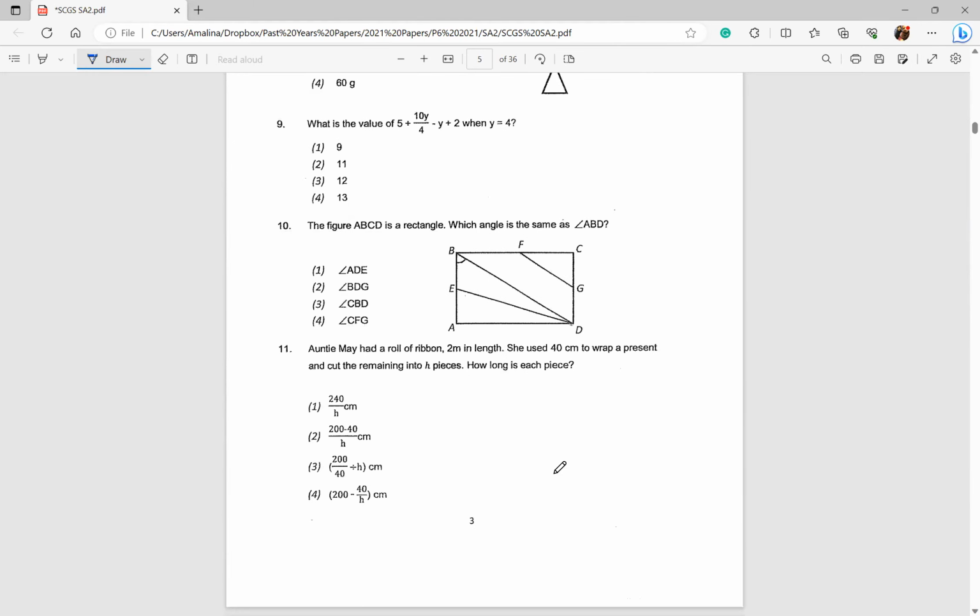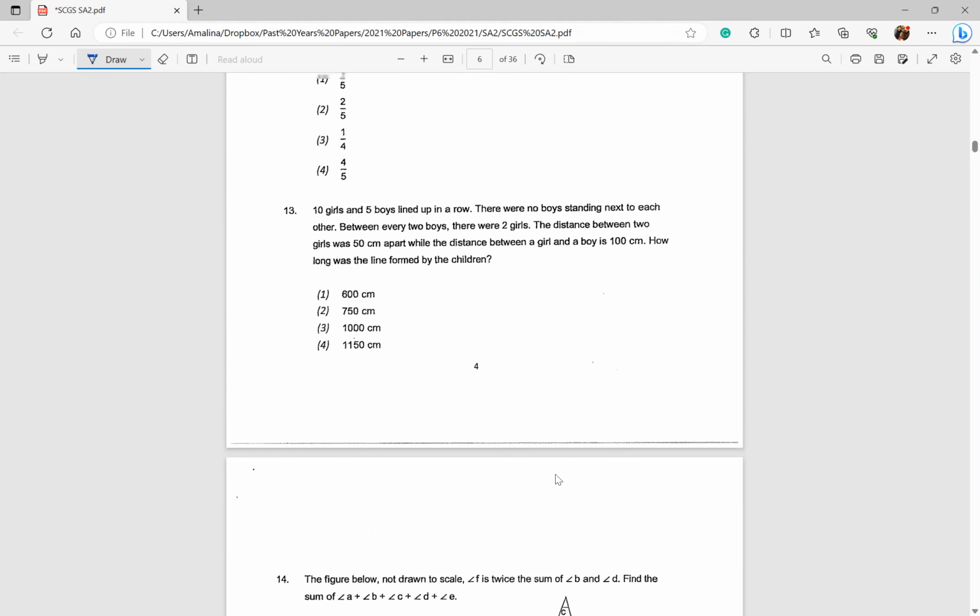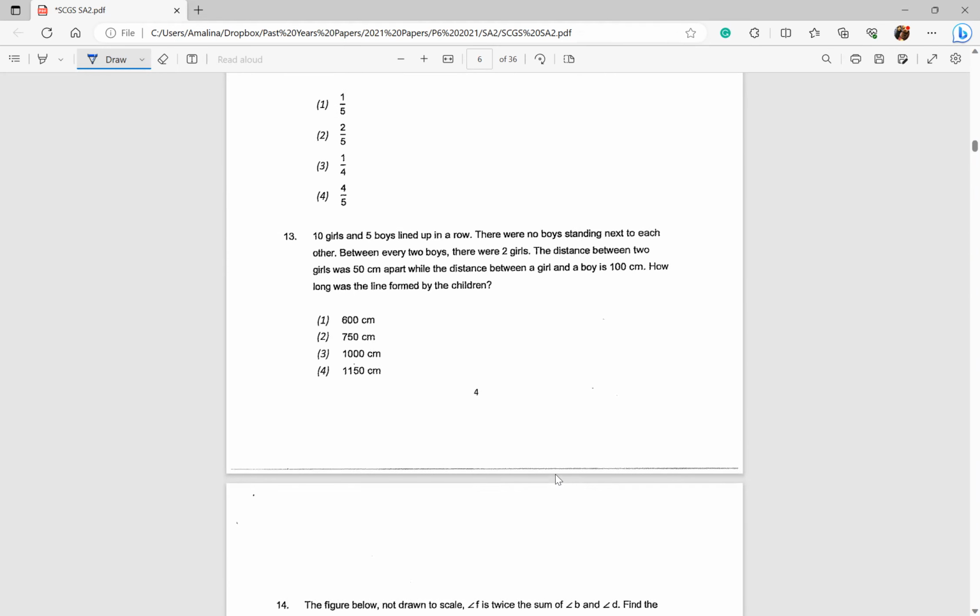Question number 13 is also an interesting question. 10 girls and 5 boys lined up in a row. There were no boys standing next to each other. Between every 2 boys, there were 2 girls. Now let's draw the boys and the girls. Between every 2 boys, there will be 2 girls. The distance between 2 girls was 50 cm apart. So between 2 girls, this is your 50 cm. And then between your 2 boys is 100. We'll just remove the cm. There's no space.